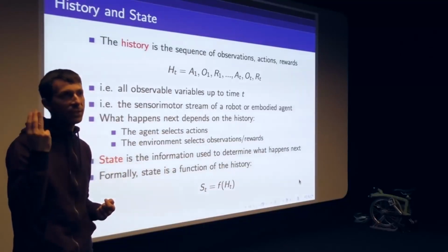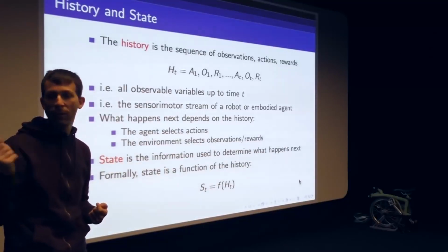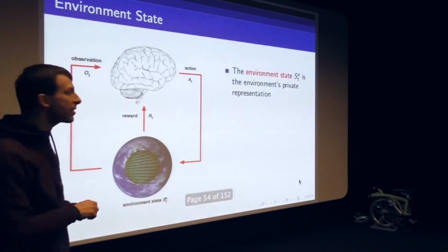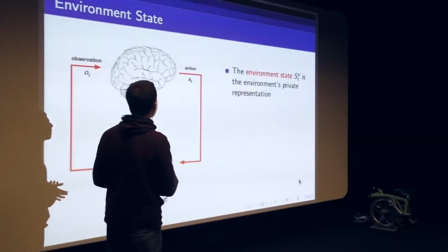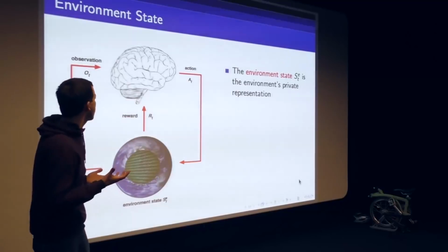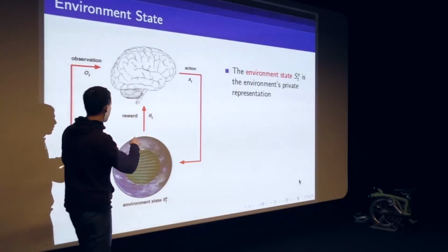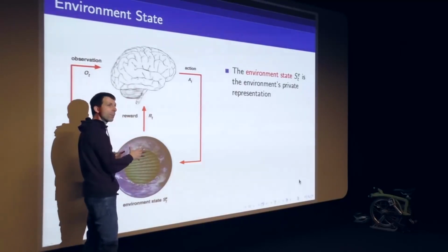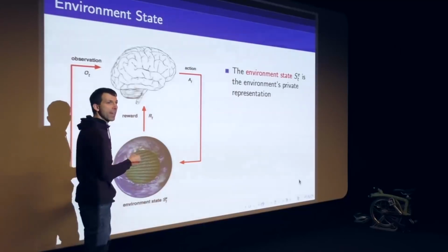Okay. But there are many different definitions of state, and what I want to pick apart now is at least 3 different definitions of state to understand what they really mean and how they relate to each other. So the first definition is what we call the environment state. The environment state is basically the information that's used within the environment to determine what happens next.